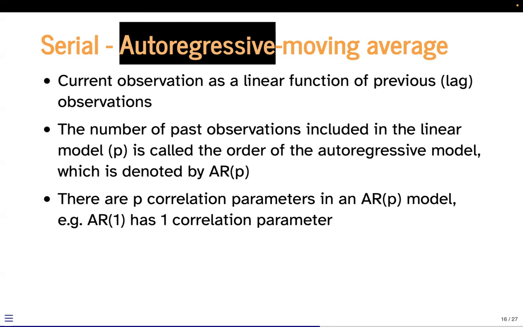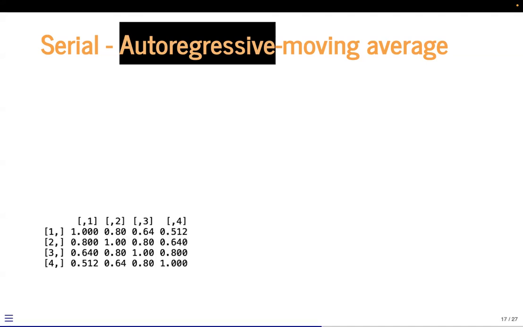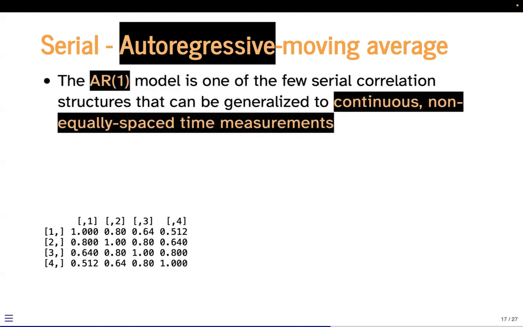And then the number of parameters that the model is going to estimate will depend on how many steps you're going back in time. So this is the autoregressive order one. When you go one step back in time, it is perhaps the only one of the serial correlation structures that allows you to use this with continuous non-equally spaced time measurements.